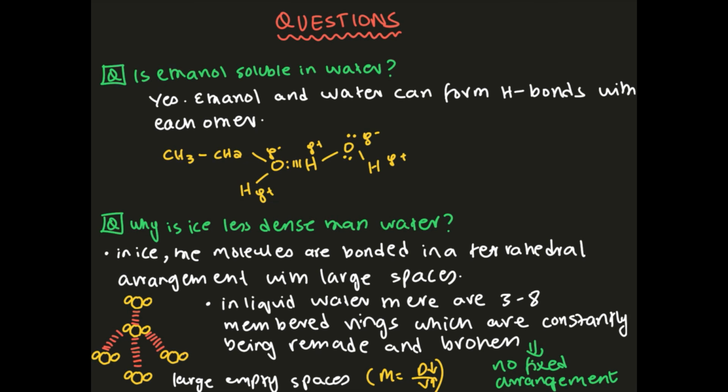So the reason why ice is less dense than water is because of the structure of ice. Since it's tetrahedrally arranged, there's going to be a lot of empty spaces which will increase the volume and decrease the density. In liquid water, there are 3 to 8 membered rings which are constantly being remade and broken. So because of that, there is no fixed arrangement. In ice, there is a fixed tetrahedral arrangement. In water, the arrangement keeps on changing, which is why ice is going to be less dense compared to water.